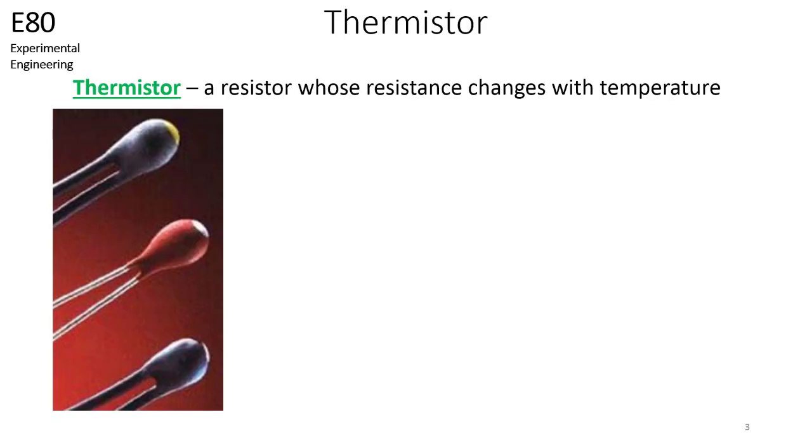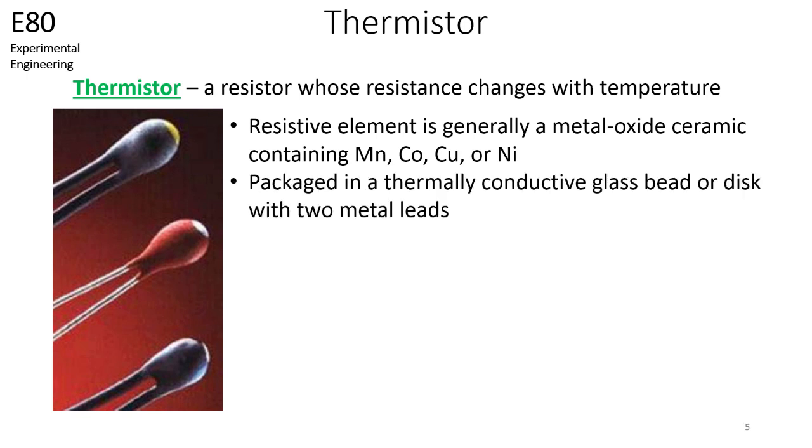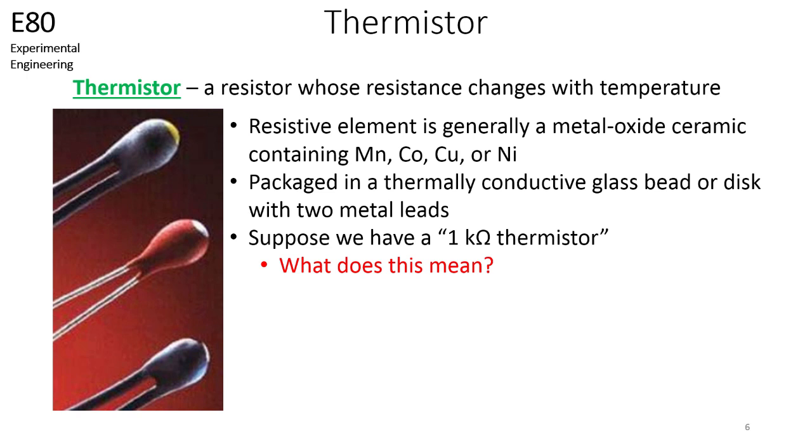A thermistor is a resistor whose resistance changes with temperature. The resistive element in these sensors is generally a metal oxide ceramic containing manganese, cobalt, copper, or nickel. Thermistors are packaged in a thermally conductive glass bead or disc with two metal leads. Thermistors typically are described with a resistance. For example, you may have seen a 1 kilo ohm thermistor.